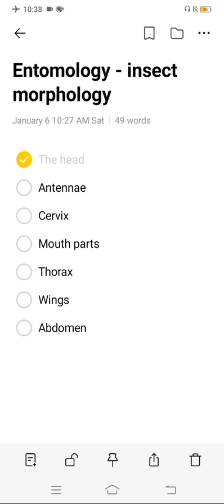Hello everyone, this video series is about the external morphology of insects. So this particular video is about the head region. The insect head is a hard, highly sclerotized compact capsule bearing a group of feeding appendages around the mouth, sensory organs, and internally a major center of neuroendocrine coordination.